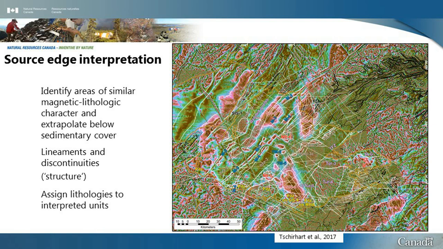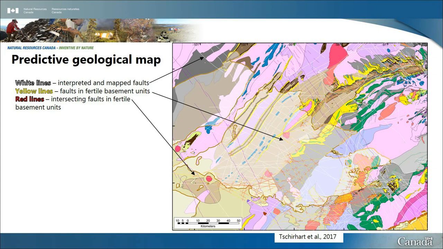And then I started to call things. So seeing that, oh okay, this looks like the PS2 basalt. We can tell these are the Snow Island Suite intrusions. And trying to put together the bigger picture. And then taking the geological map and extrapolating that down into the basin too. So we have a predictive geological map.